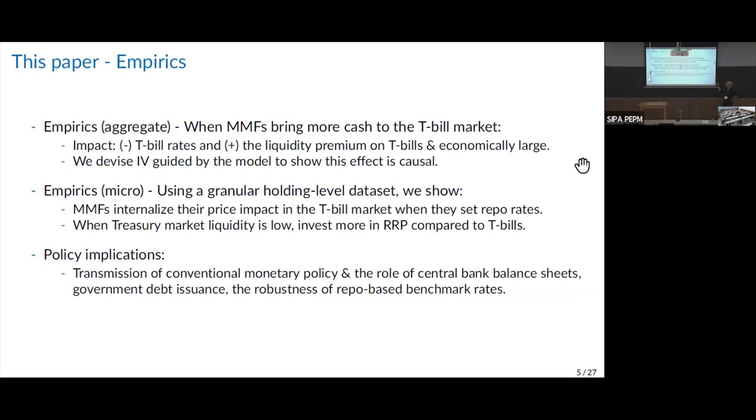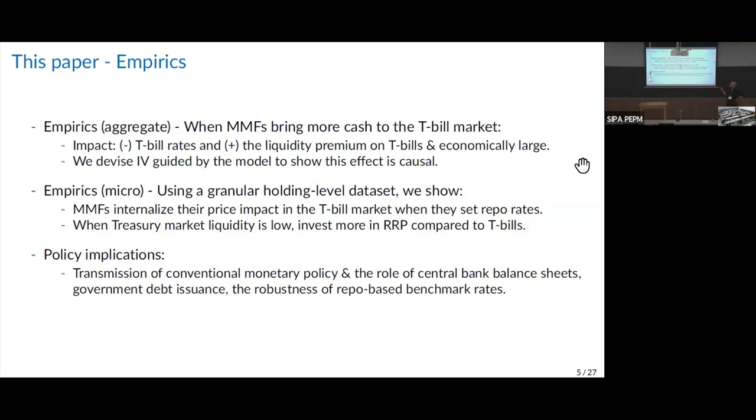And so what we find is when they bring more cash to the T-bill market, the impact is that T-bill rates relative to the Fed's RRP rate are going to go down. And naturally, the liquidity premium on T-bills is going to increase. And this effect is going to be large. One standard deviation of our variable of interest is going to correspond to about 1%, which is quite a bit higher than without the large premiums.